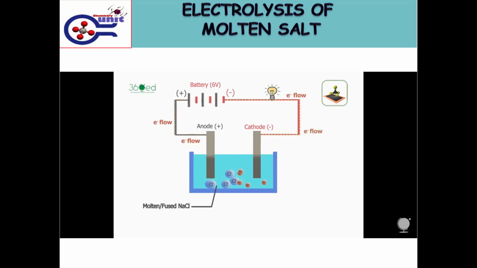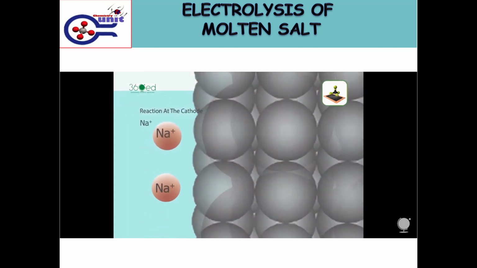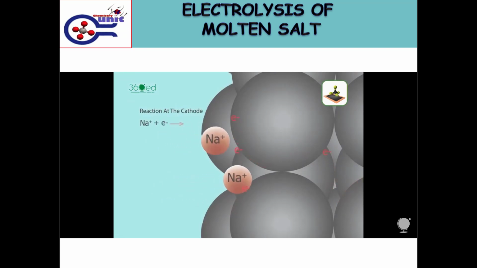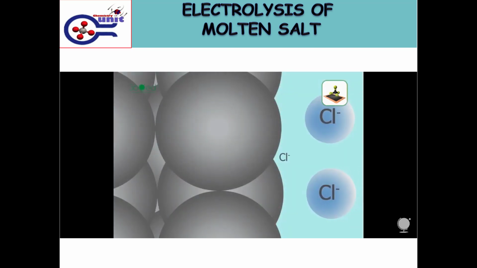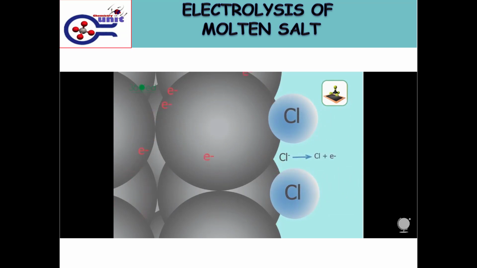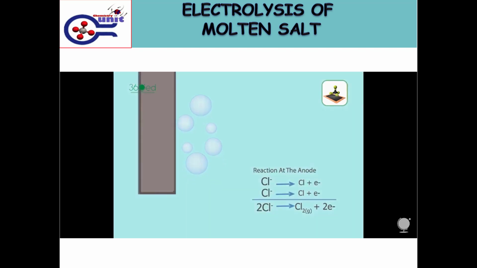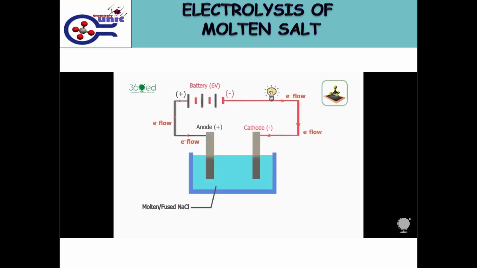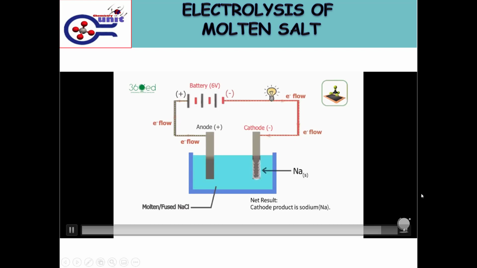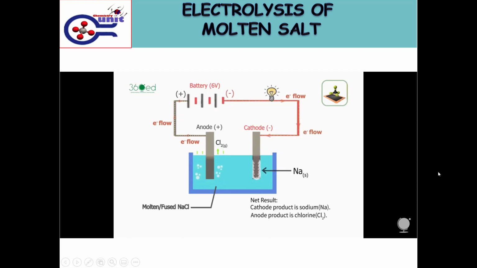When electricity passes through the molten sodium chloride, sodium ions, cations, move to the cathode, the negative electrode. Similarly, chlorine ions, anions, move to the anode, the positive electrode. At the cathode, sodium ions receive electrons from the cathode and discharge into sodium atoms, and then sodium atoms deposit at the cathode. Similarly, chlorine ions give off electrons to the anode and discharge into chlorine atoms, and the chlorine atoms combine with each other to become chlorine molecules. Chlorine gas is evolved. As a net result, we get sodium as the cathode product and chlorine gas as the anode product.